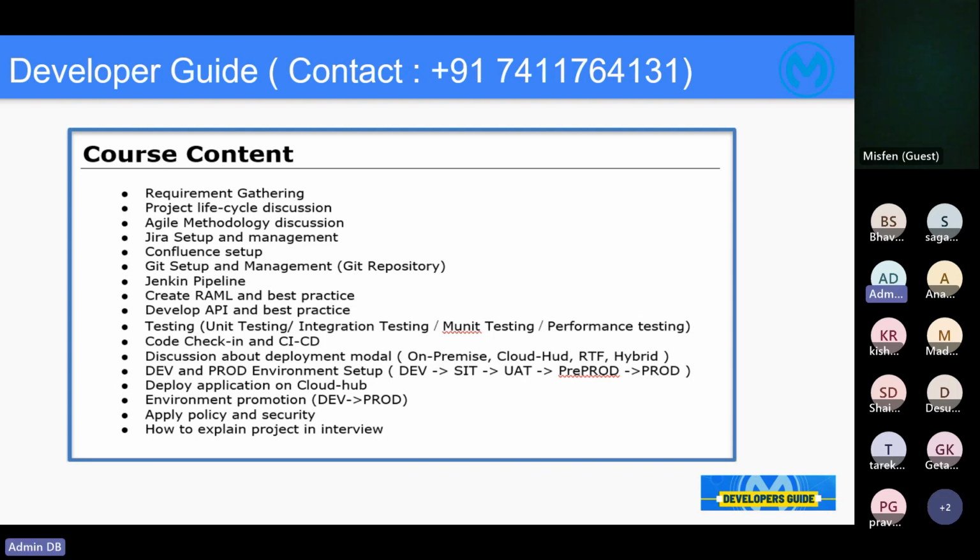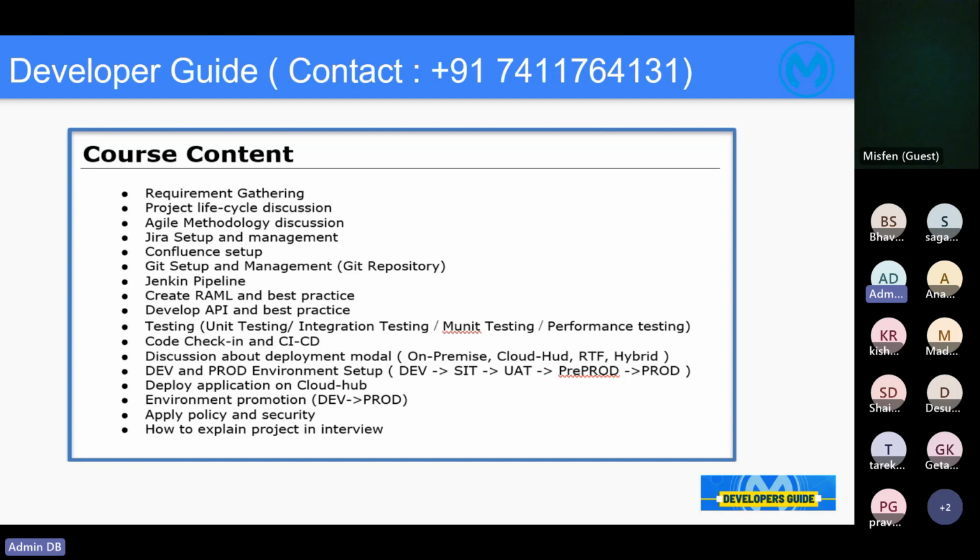Here we are going to use the cloud deployment model. But in the market, there are some other deployment models which are very commonly, or you can say popularly, used, that is on-premise and RTF. So we will discuss all the deployment models like on-premise, CloudHub, RTF, and hybrid. But we are going to use CloudHub. And learning-wise also, you will have more things to learn in CloudHub.